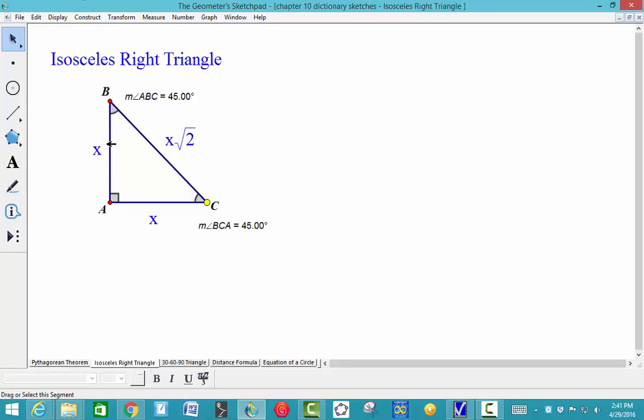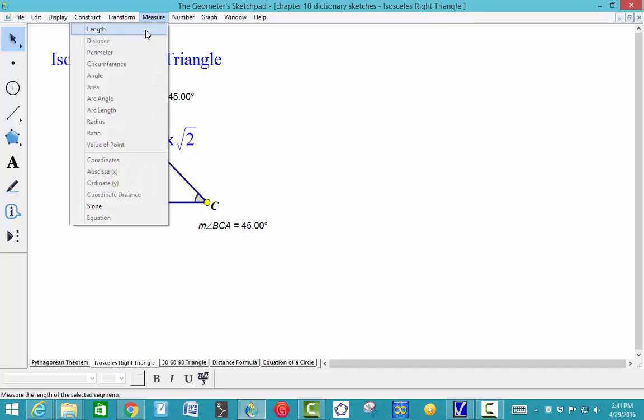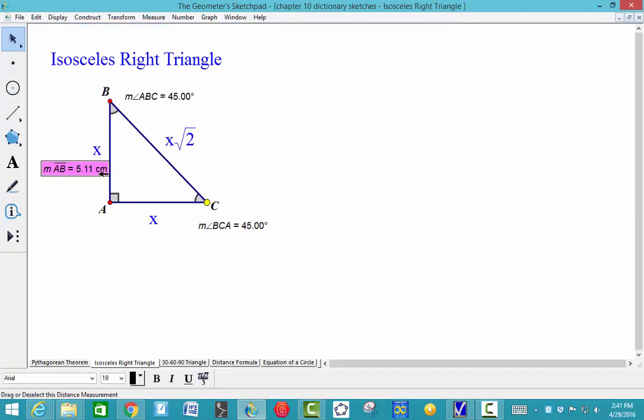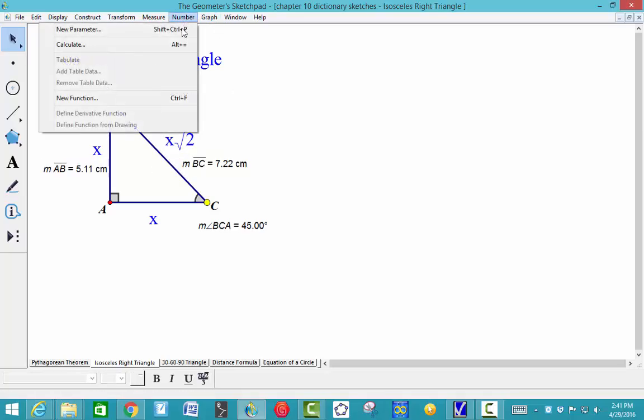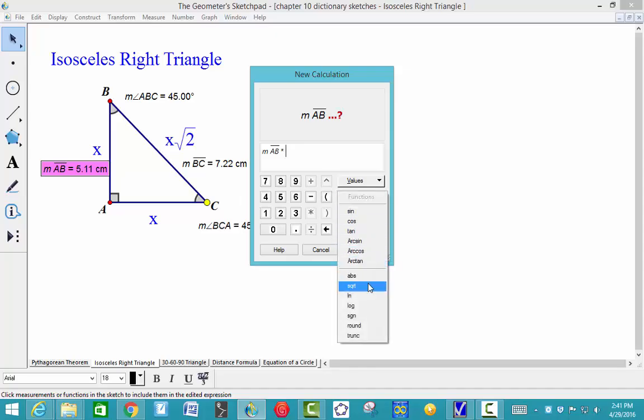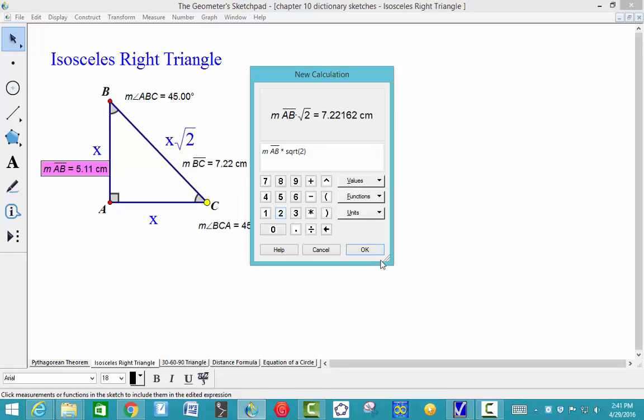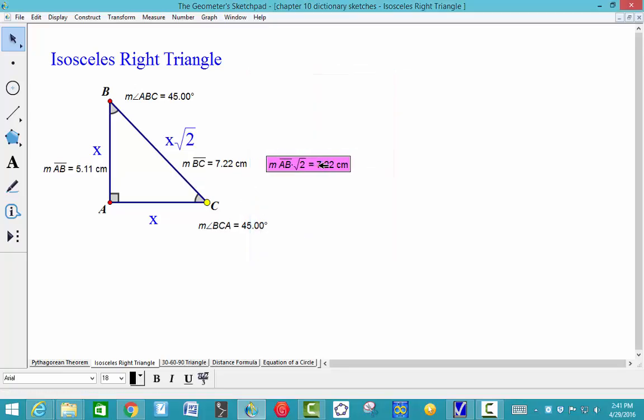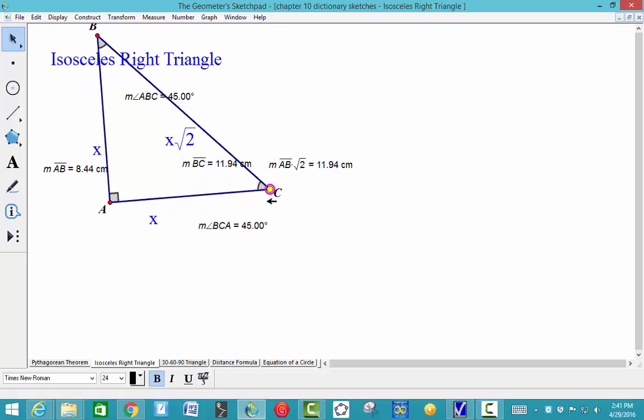Isosceles right triangle, what do we want to show? We want to show the relationship between the legs of an isosceles right triangle and the hypotenuse. So if I measure one of the legs and I measure the length of the hypotenuse, I want to show that I can take a leg and multiply it by √2 to get the hypotenuse. So we're going to go number, calculate. We're going to take the length of the leg and multiply it by the square root of 2. And you can see that those values are equal no matter how this triangle moves.